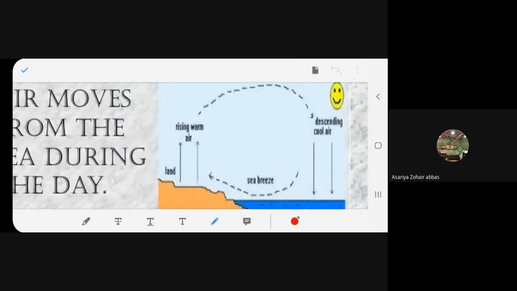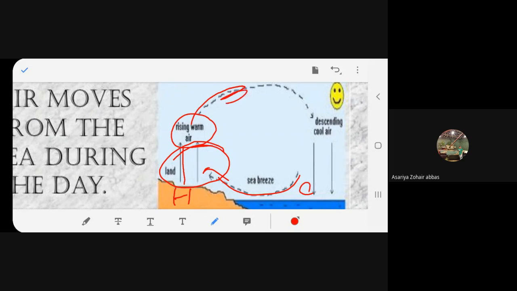Why? Because from the land, the warm air rises up, right, beta? So we go one by one. On the land, it is hot, it is cold, right, beta? So hot will rise up, yes or no? And this space will be taken up by the sea breeze, because it is heavy. After it goes up, it takes the water vapor along with it, and then it comes down. It becomes cool, right, beta?